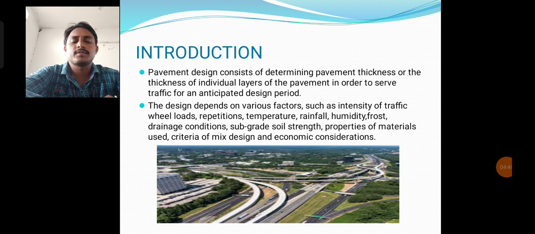What type of materials we are using in the pavement design matters. If it is a flexible pavement, bitumen, and what are its properties; or if we use tar, what are its properties; or crumb rubber or other pavement materials, what are their properties; or if we use rocks or stones, what are their properties. So properties of materials are one of the main factors for pavement design. And the criteria for mix design, what type of mix design, and economic considerations. These are the main factors influencing pavement design.